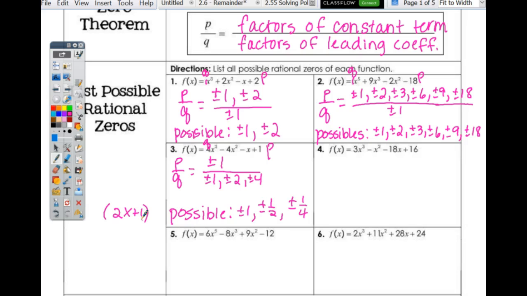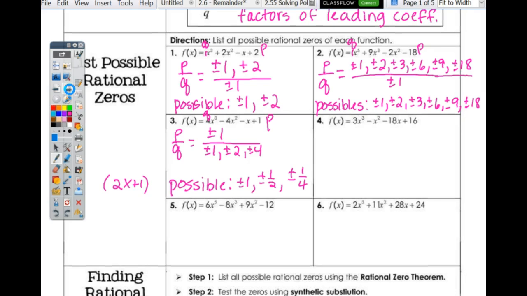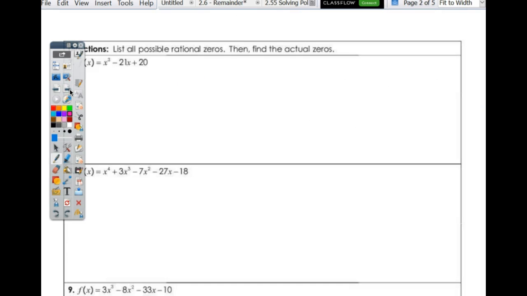Do y'all need to do another one, or do y'all get this? You get it? Okay. So let me show you how we're going to use this. So yesterday we had a checkbox, like you could pick, and we synthetically divided and we found out which ones were factors and which ones weren't. Well, now I just want to know what are the factors. And I gave you the polynomial, but there's no checkbox. So you have to come up with your own factors.